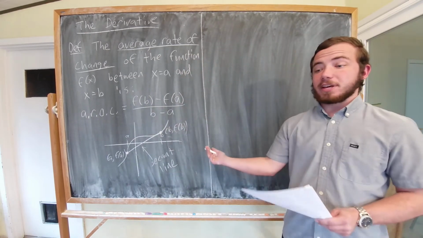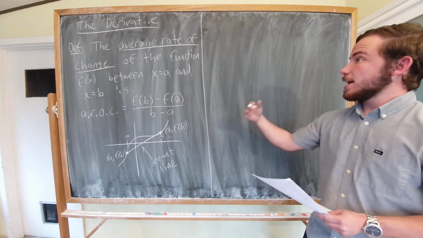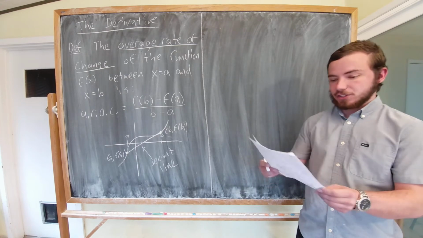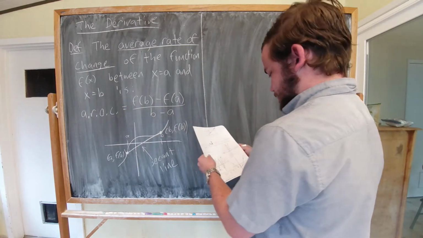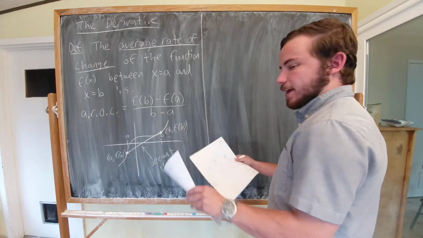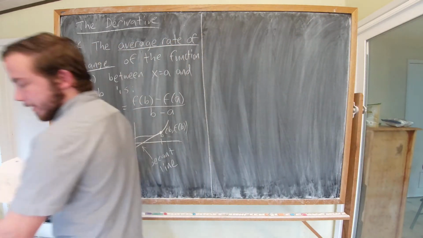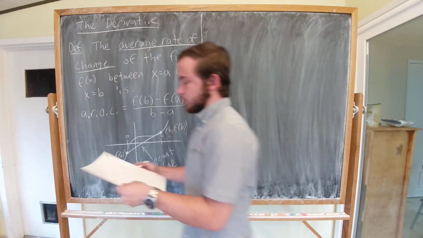So let's do a couple examples of computing average rate of change, and then we'll see how that connects to the derivative. All right. You know what? Let's just do one example, but it'll be a fun one. How's that for a change?